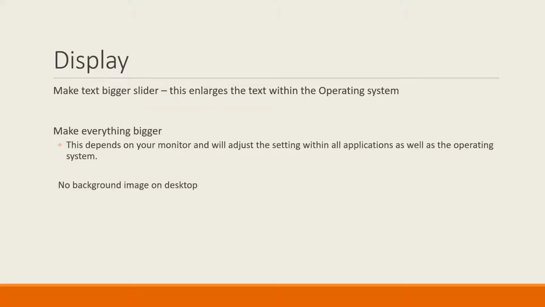To make the text enlarged within the operating system, remember that sometimes the text bleeds off the screen, just like on the iOS device. The same thing is going to happen on a Windows computer. You can also make everything bigger, but it also depends on the size of your monitor. So let's look at that for a minute. I'm just going to go to that screen.